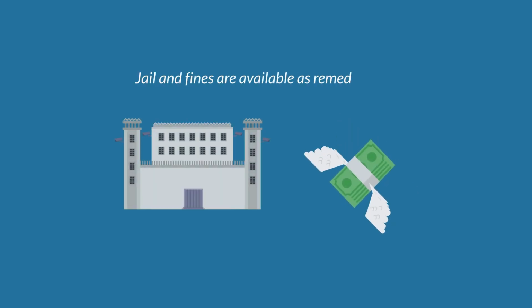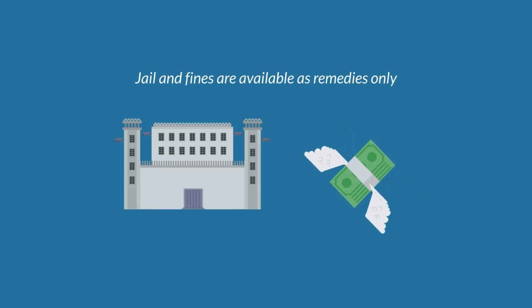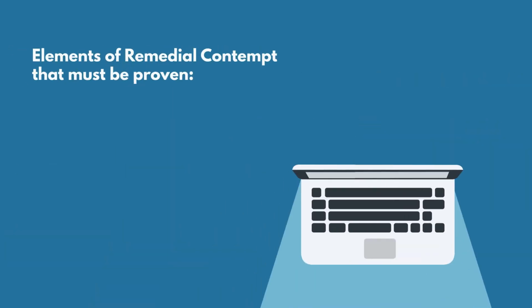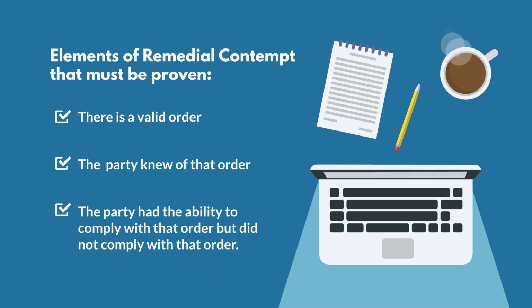Jail and fines are available, but they're not available as punishment. They're only available as remedies. So somebody can be incarcerated until they comply, but they can't be sentenced to a jail term. The elements of contempt that must be proven are that there is a valid order, the party knew of that order, the party had the ability to comply with that order, and the party did not comply with that order.